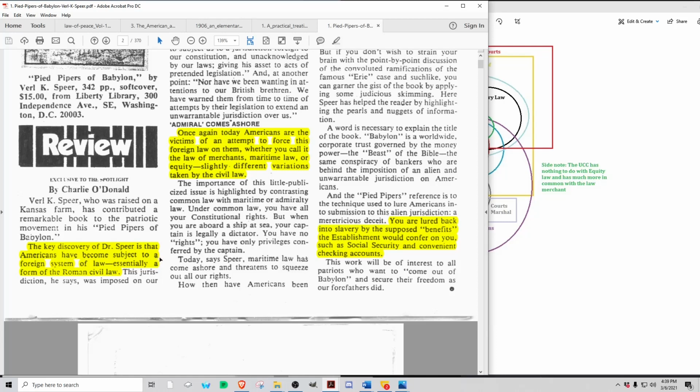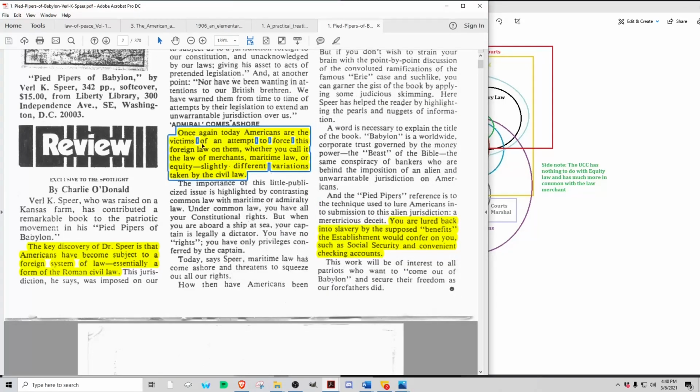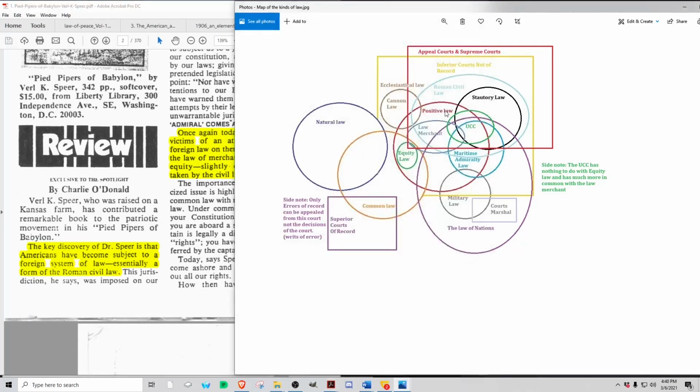The key discovery of Dr. Spear is that Americans have become subject to a foreign system of law, essentially a form of Roman civil law. Once again, today, Americans are the victims of an attempt to force this foreign law on them. Whether you call it the law of merchants, maritime law, or equity, they are slightly different variations taken by the civil law. And that's what I'm showing you here. Reading one single little paragraph like this, when I first read it, I was like, what is all this stuff? Well, now I know. You can tell how all of these things connect in, right?